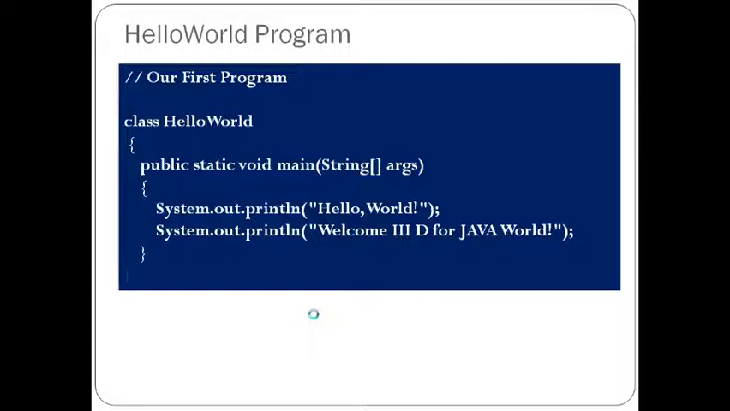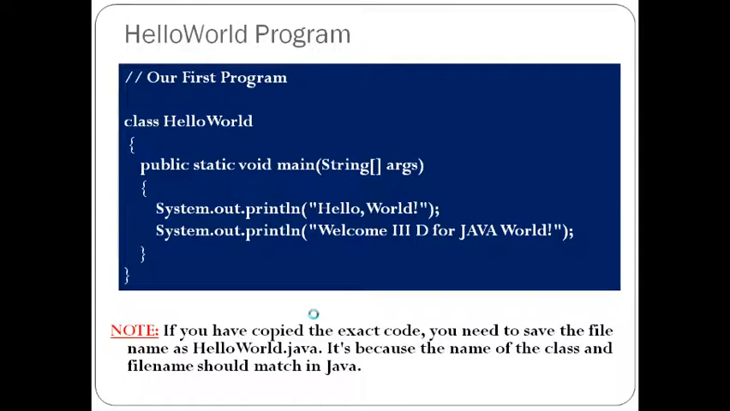Okay, so this is a simple program which tells us how we can print some messages to the user using the println method, which is taken from the out class that is defined in the system package. So this must be saved as what? Hello world.java. If we have copied the exact code, you need to save this file name as hello world.java. That's because the name of the class and the file name should match in Java.